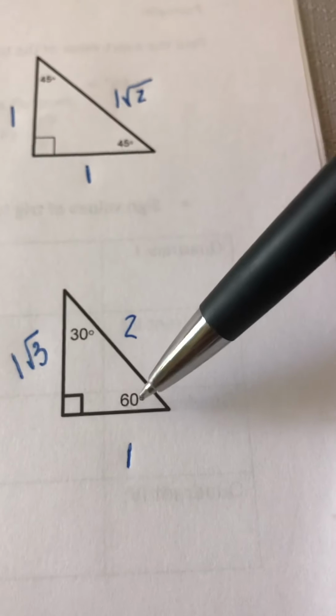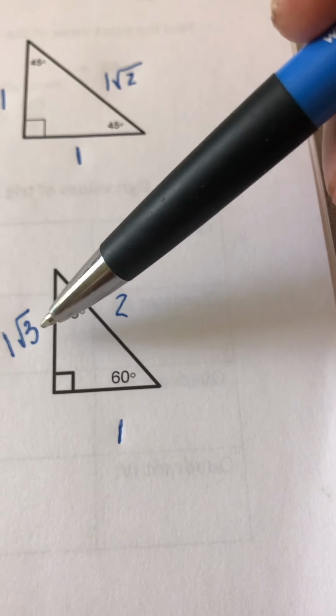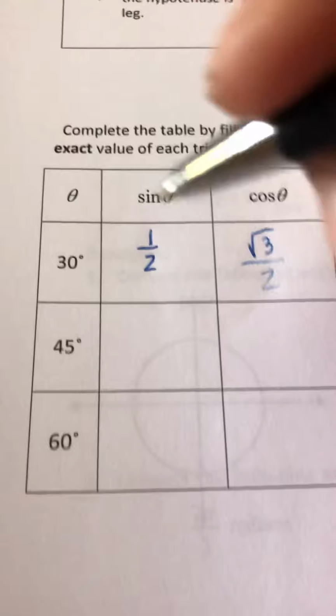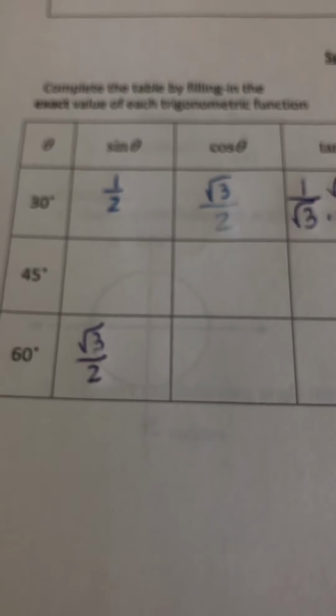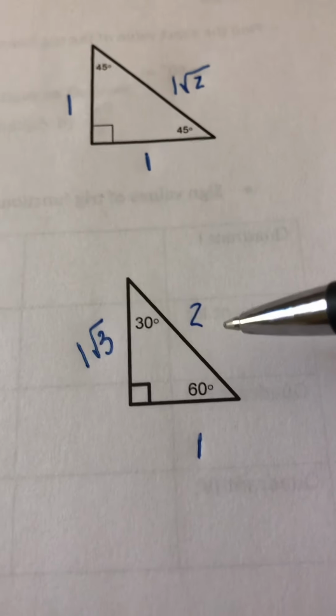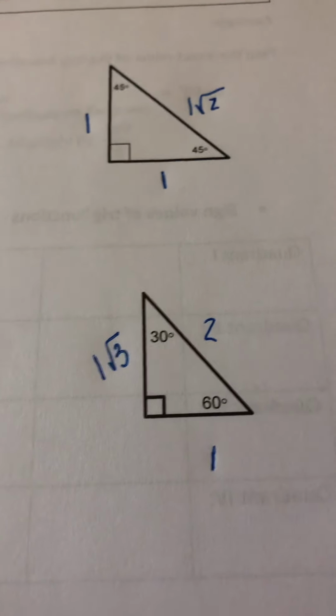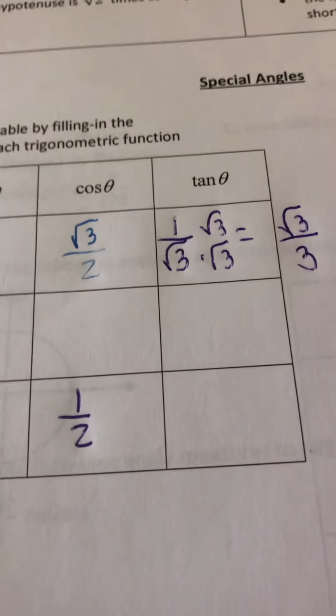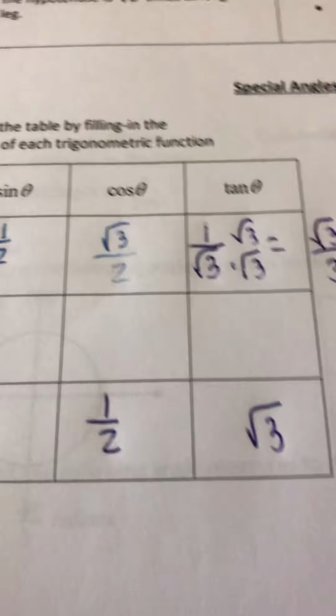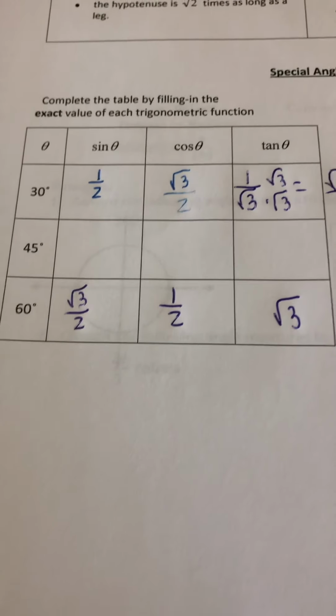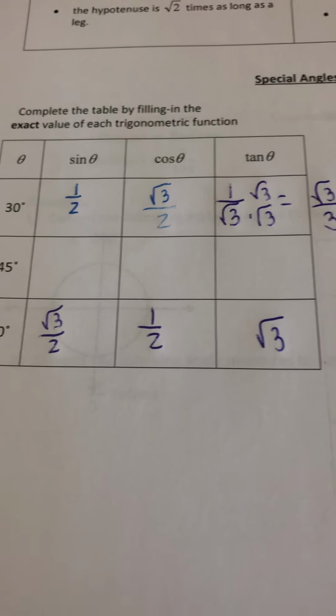So the sine of 60. Sine, once again, is opposite over hypotenuse, so it's radical 3 over 2. Cosine is adjacent over hypotenuse, so 1 over 2, 1/2. And tangent is opposite over adjacent, so it's just going to be radical 3 over 1, which is just radical 3. We are then going to do the 45, 45, 90 triangle.